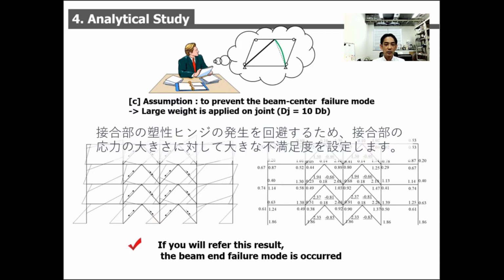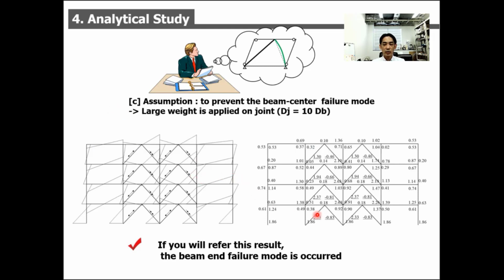So this is the analytical result of case C. To prevent the unlikely failure mode of the beam-brace joint, the large dissatisfaction weight on this joint is considered. You can see that the moment at the joint of brace and beam becomes small, and the moment of the beam end becomes larger than the joint.